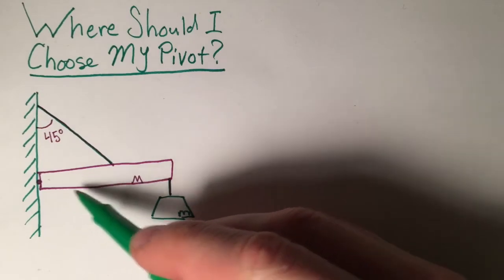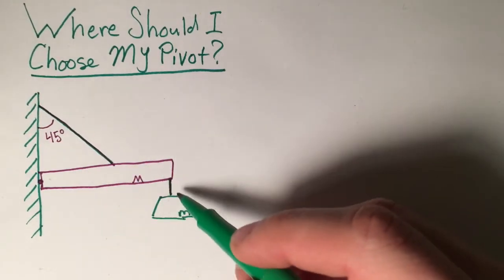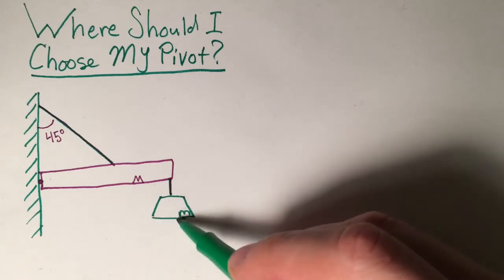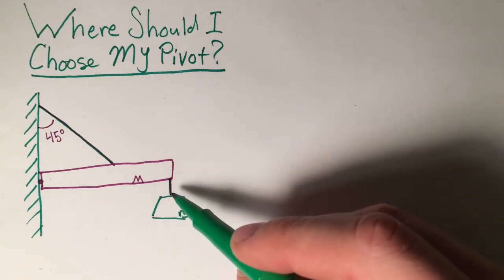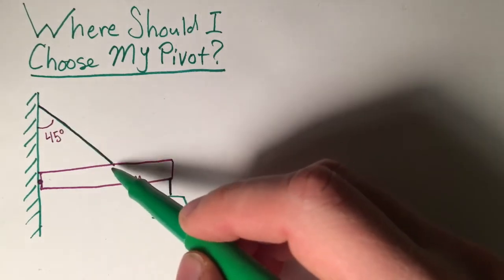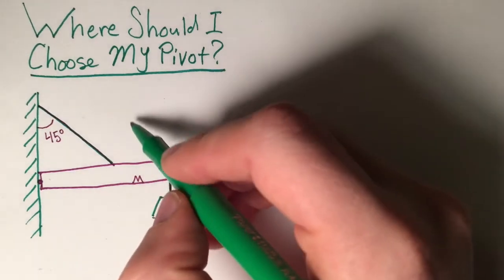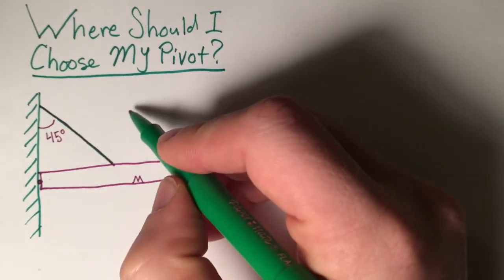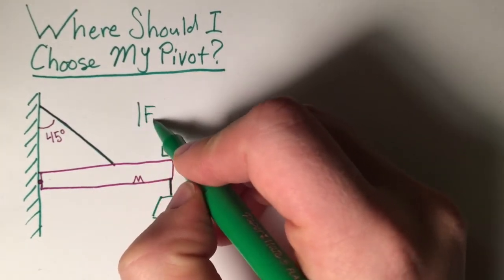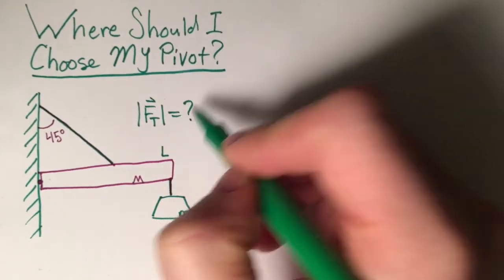Well, okay, so the setup is you have this beam of mass big M here. There's a mass little m hanging off of it. And then there's a rope that it's being held up by at a 45-degree angle, and it's attached to a wall. And it's length L also. So the question is, what is the magnitude of the force of tension of the rope?